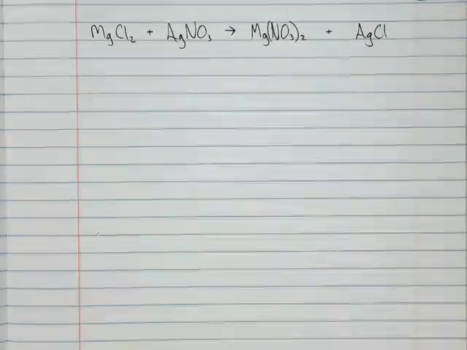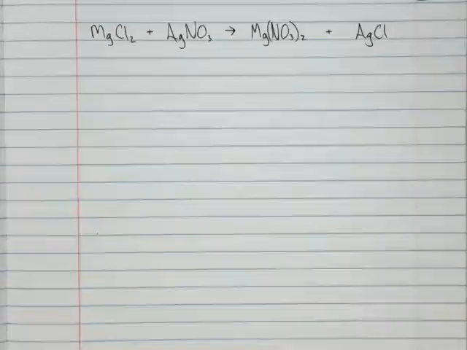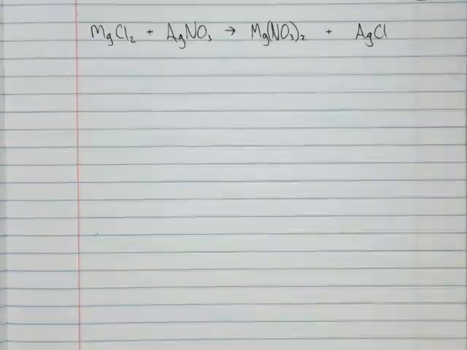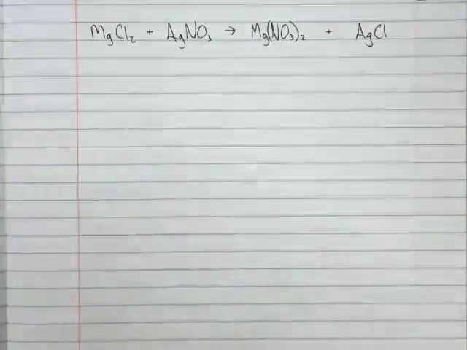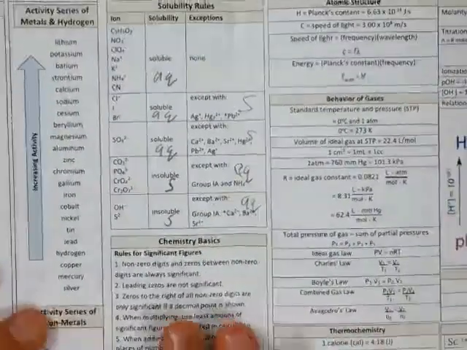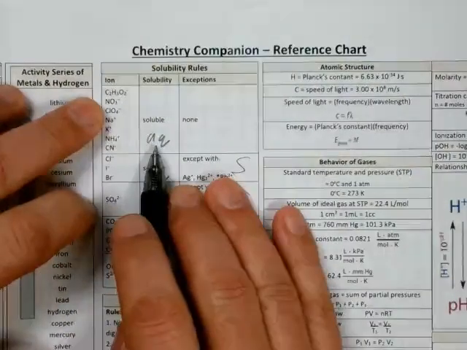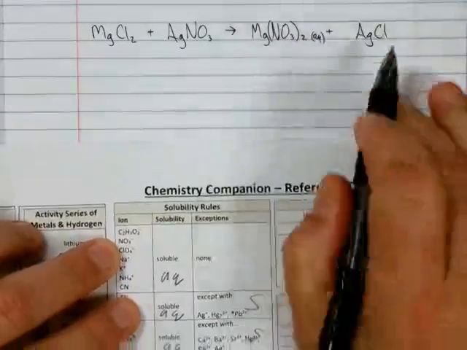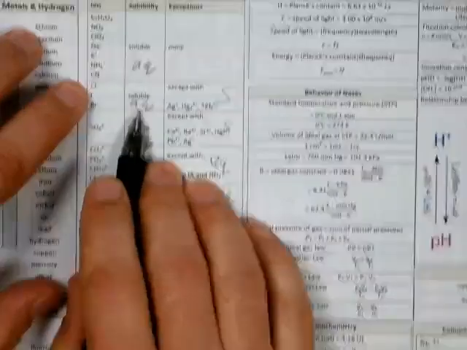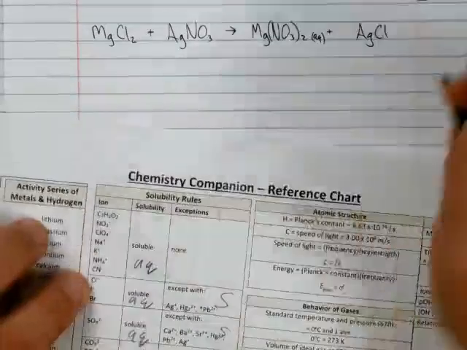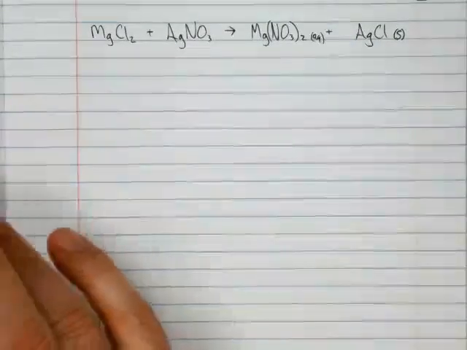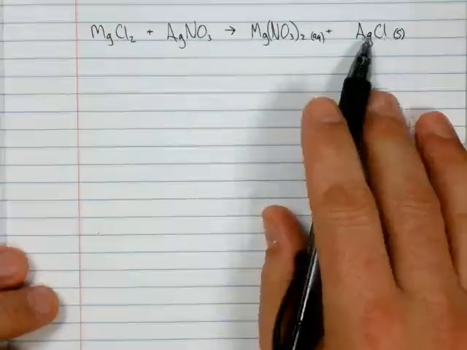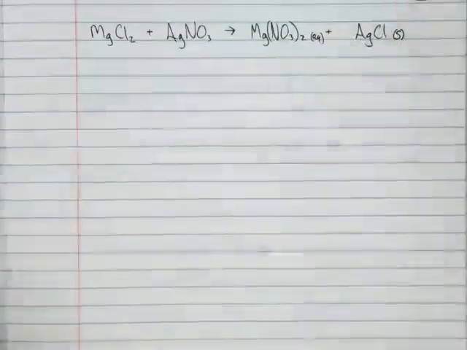We have to use our solubility rules to determine the state of matter of each. Nitrate is aqueous, and then chloride is aqueous unless it's bonded to silver. So that's going to be solid. Silver is one of the exceptions, and since chlorine is bonded to silver, it's going to be insoluble, so we're going to call that solid.